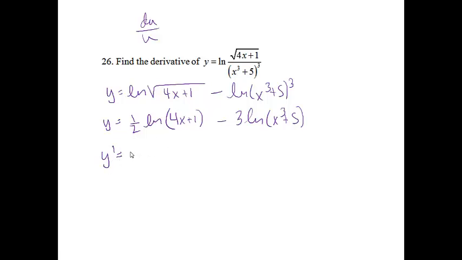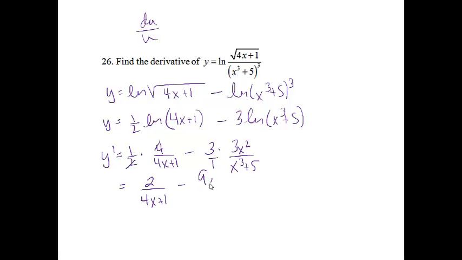So now we're ready to take the derivative. The 1/2 just tags along. The derivative is just going to be du over u, so it will be 4 over 4x plus 1. And then minus, that 3 just tags along. The derivative, it will be du over u, so it will be 3x squared over x cubed plus 5. All right, let's clean this up. This 2 and the 4 will cancel, so I'll be left with 2 over 4x plus 1. And then minus, if I put a 1 under the 3, multiply across, I'll get 9x squared over x cubed plus 5.